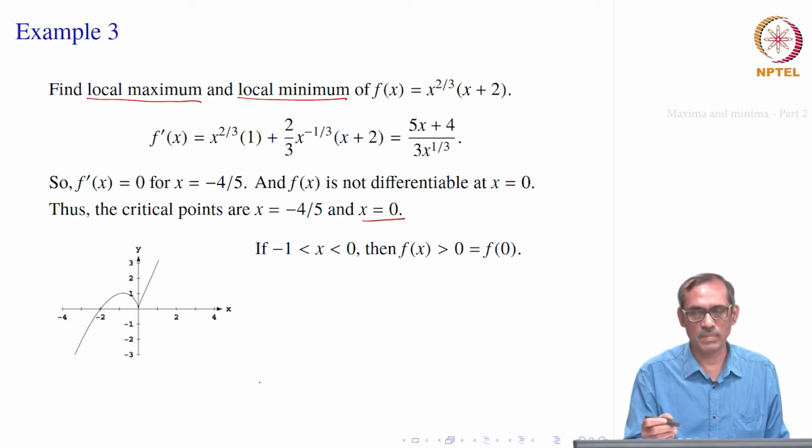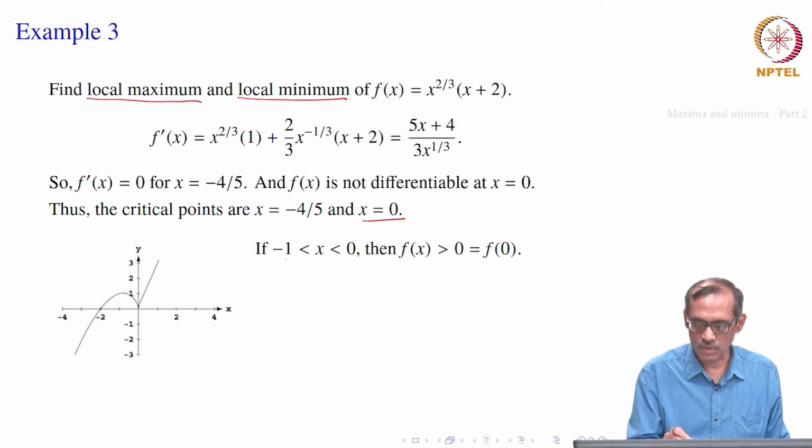So, let us take some neighborhood, it may be say minus 1 less than x less than 0. You could have taken minus half also, but a bigger one might give trouble. So, smaller is better to find some neighborhood. In this neighborhood, minus 1 less than x less than 0, x is negative. So, this becomes negative, and this becomes positive, it is 2 minus 1. So, you get f of x greater than 0, which is f of 0, right.